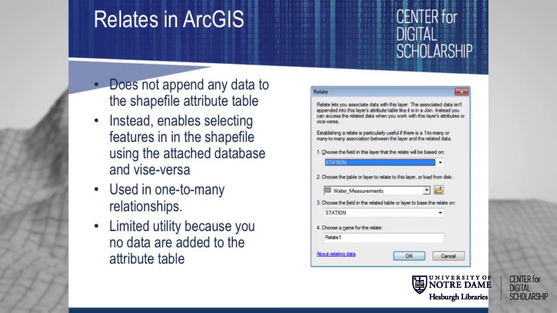Now, doing a relate is a relatively similar process. It just doesn't append any data into the attribute table for the shapefile. Instead, it'll allow us to do these sort of selections back and forth. So we'd run it the same way. We'd use the index field, define the index field between the two.